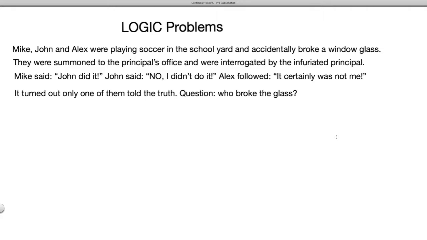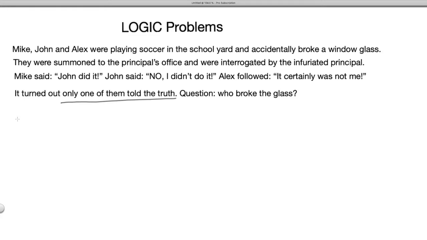And this is the key here. Only one of them told the truth. So which means that if Mike told the truth, John did not and Alex did not. And so if John told the truth, Mike did not and Alex did not. Now the question: who broke the glass?